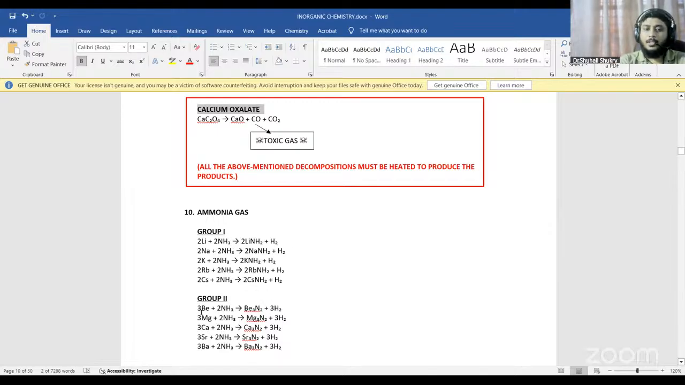But if group 2 elements react with ammonia, it will give the nitride and hydrogen. Very important. Earlier, when these reacted with nitrogen, they made nitrides. Likewise, when group 2 reacts with ammonia also, it will produce nitrides. Very important.